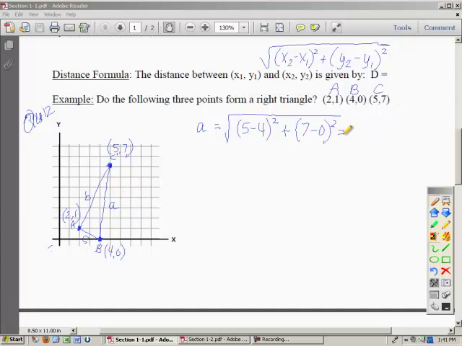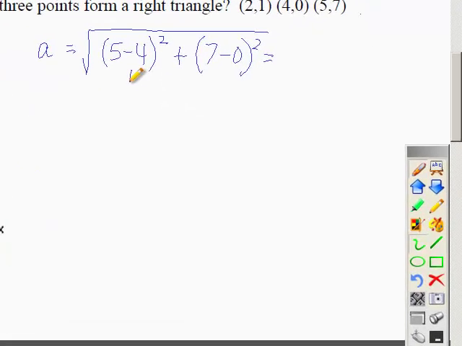This ends up getting you 5 minus 4 squared is 1. So 1 squared is 1. 7 squared is 49. So the square root of 50. And I'm actually going to leave it here. Normally we suggest you break it down, but the idea is, does it form a right triangle? And that's what I'm trying to look for. So eventually I'll use Pythagorean theorem, but right now I'm going to leave it there.